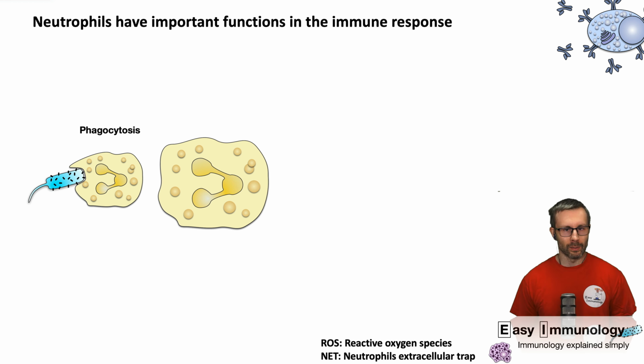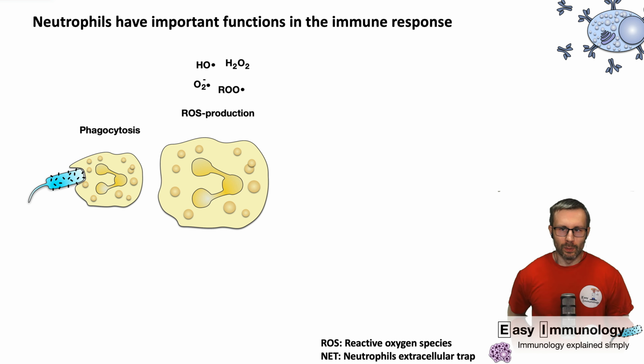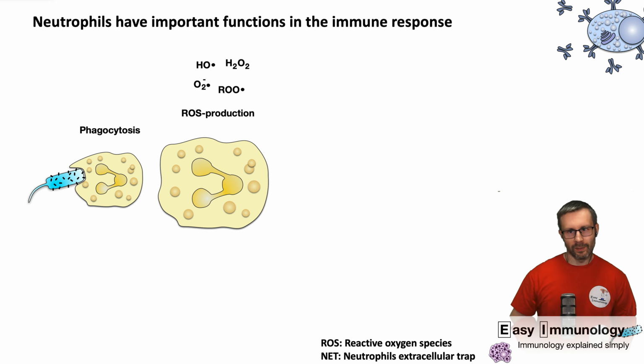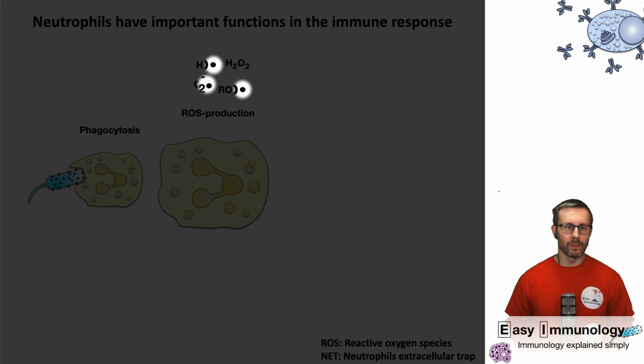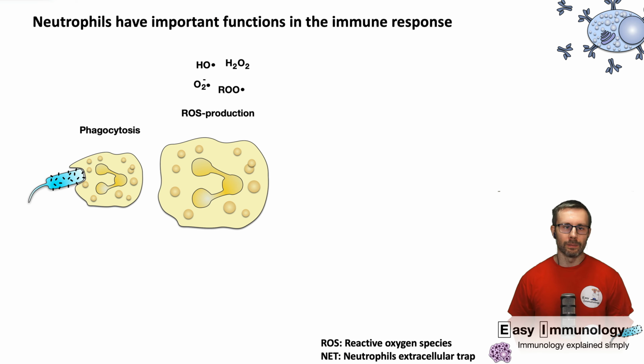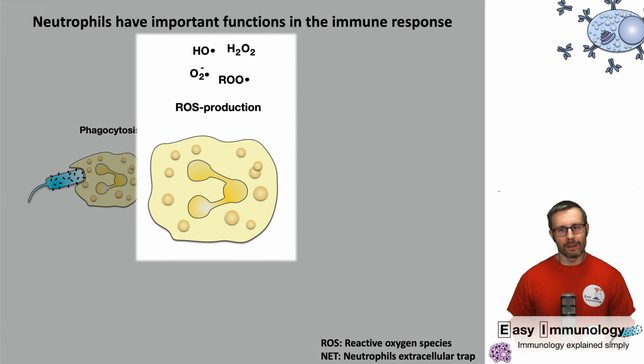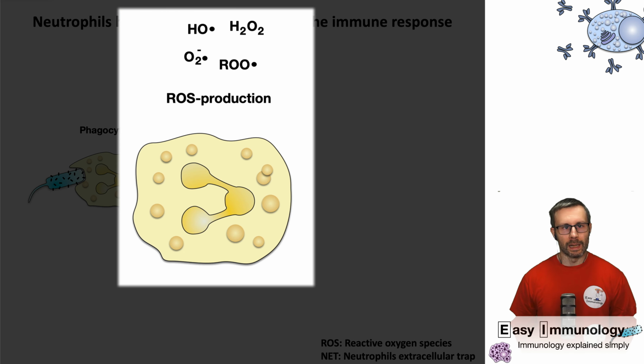So they can do phagocytosis. They can take up pathogens and eat them. They can produce so-called reactive oxygen species. So these are molecules that are very reactive because you see this fat point on these molecules. I will highlight it in post. They have something that we call a free electron.